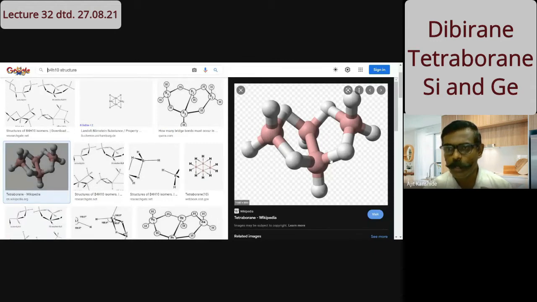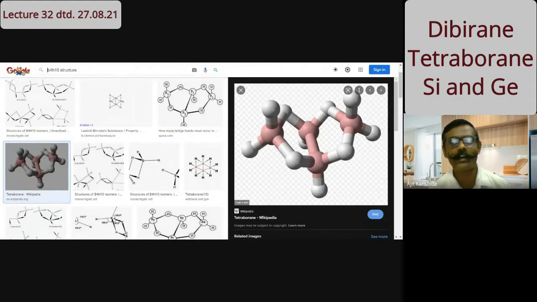Boron number 2 and boron number 4 are linked by means of a bridged hydrogen bond. Boron number 4 and boron number 1 are linked by a bridged hydrogen bond. And on boron number 3, two terminal hydrogens are there. On boron number 4, two terminal hydrogens are there. And on each of the directly linked borons, that's boron number 1 and boron number 2, terminal hydrogens are there. Those terminal hydrogens are pointing downwards. This also is going downwards, not exactly downwards, but in that direction.